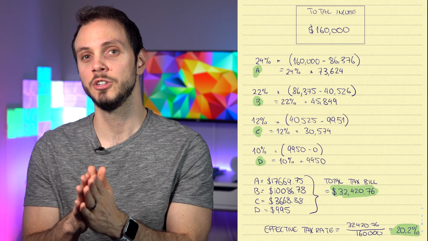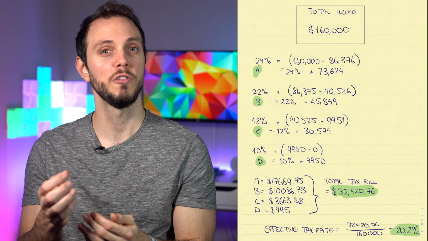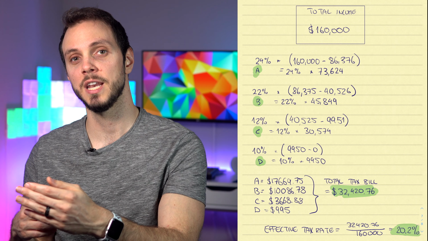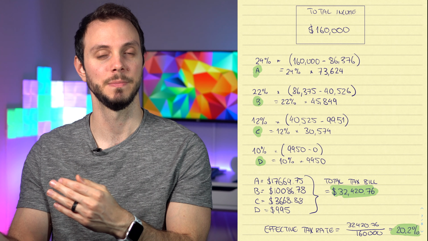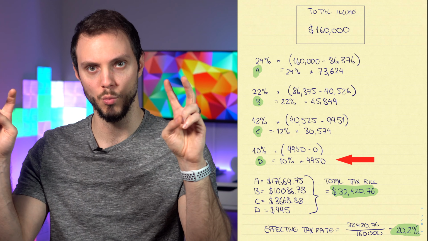Your first paychecks of the year start off going into the first glass, the 10% glass. Once you've earned $9,950, the next paychecks go into the next glass, which is 12%, then the 22%, and then finally the 24%. In the first glass, you've poured $9,950 of water.